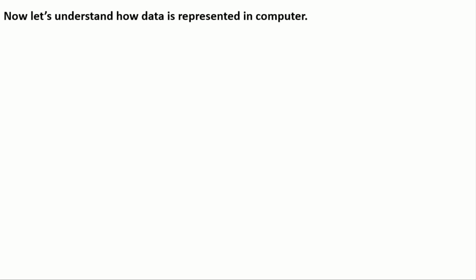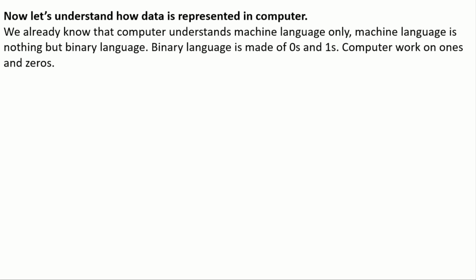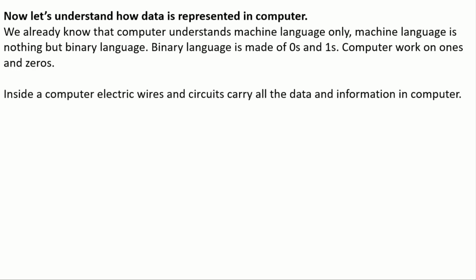Now let's understand how data is represented in computer. We already know that computer understands machine language only. Machine language is nothing but binary language. Binary language is made of zeros and ones. Computer works on ones and zeros. Inside a computer, electric wires and circuits carry all the data and information in computer.